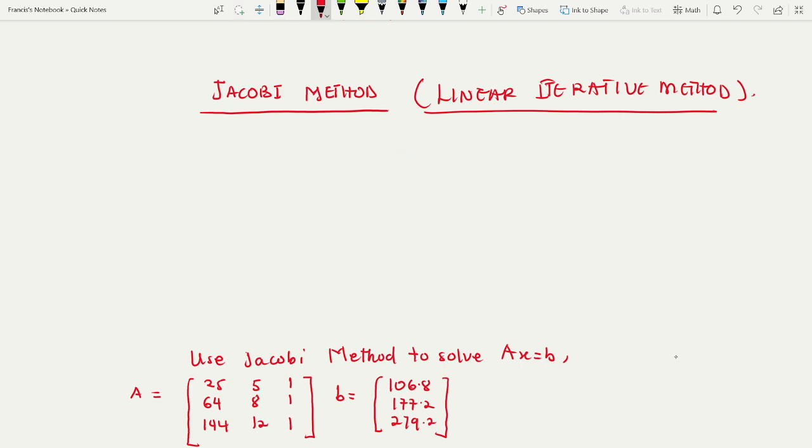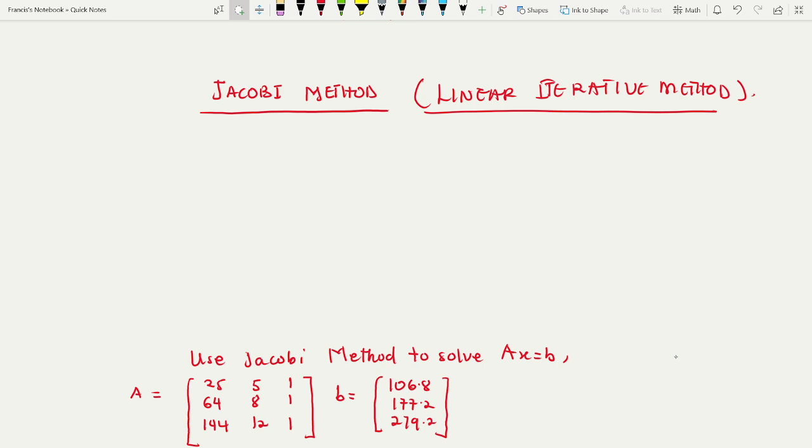In real life, many systems of equations we encounter are very large, so you can't use Gaussian elimination and other methods to simplify. That is why you have to use the iterative method, which is also a very efficient method for solving systems of equations. So what do we mean by the Jacobi method, or by the linear iterative methods?